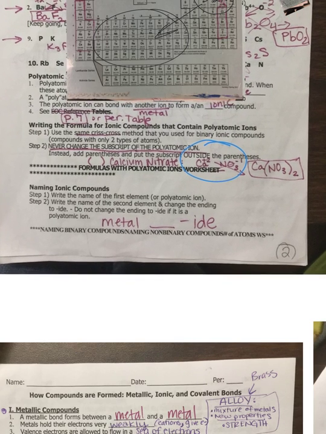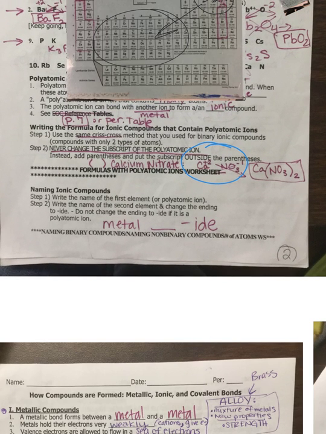It's been pretty simple. Remember, you go metal something ide. Do we have any prefixes? No prefixes for ionics, you guys. Okay, it's just metal something ide. The charges take care of how many of everything we have. Okay? Any questions on this? We're all okay? Okay.